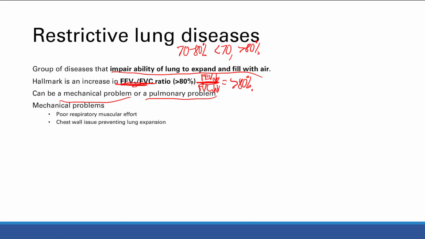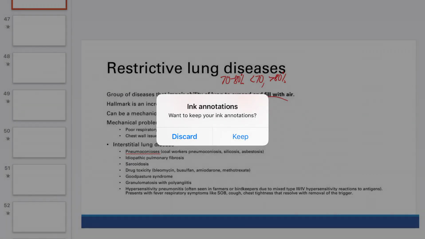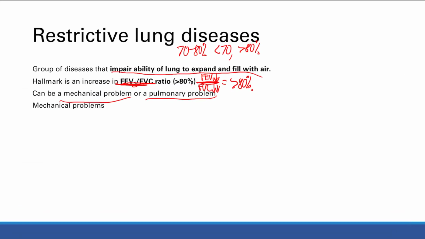Second is if you have something wrong with the chest wall. The chest wall itself can't expand. If you are morbidly obese, then your chest wall will have more difficulty expanding. Or if you have scoliosis, that will impair chest wall expansion as well. So those are mechanical problems preventing expansion of the lung.